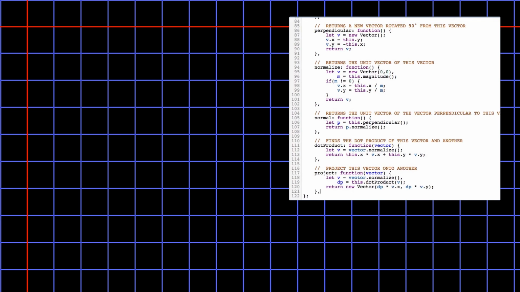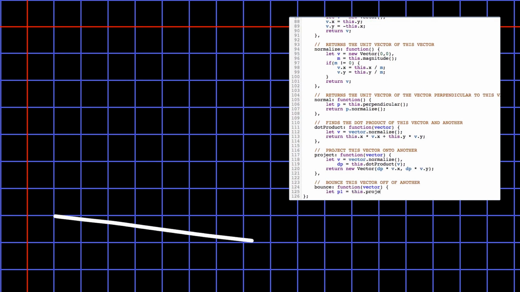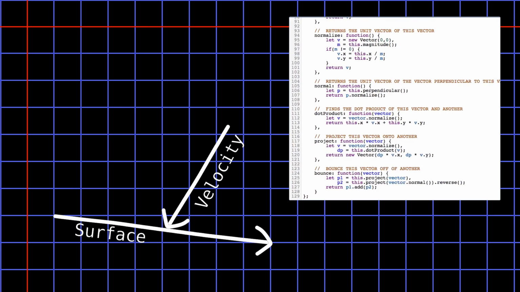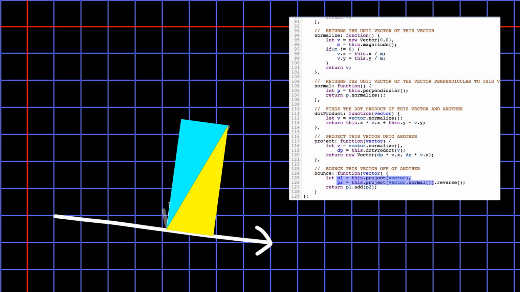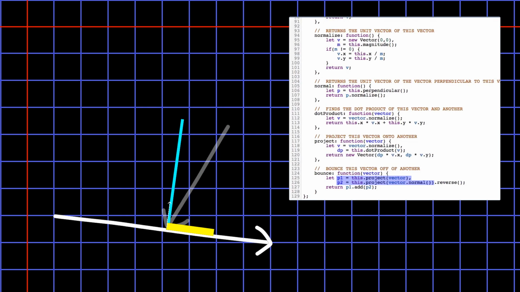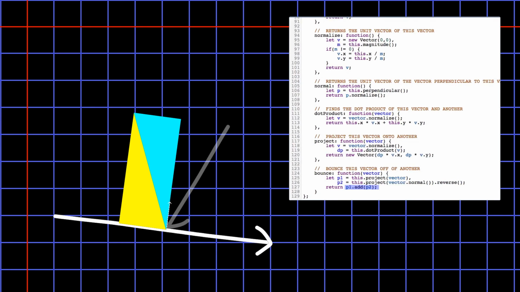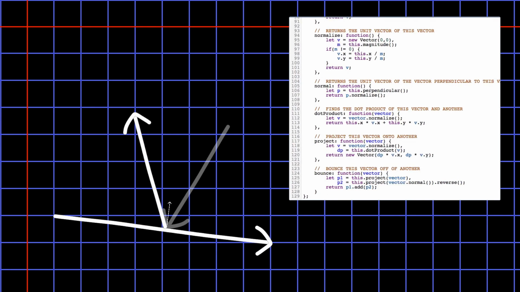This can come in handy if you want to do something like bounce a velocity vector off of a surface. To do that, you find the normal of the surface vector, then project the velocity onto both the surface and the normal. You then reverse the vector projected onto the normal, and add it back to the other projected vector. This will give you the new direction your vector will be pointing.